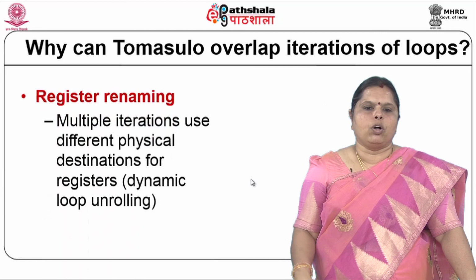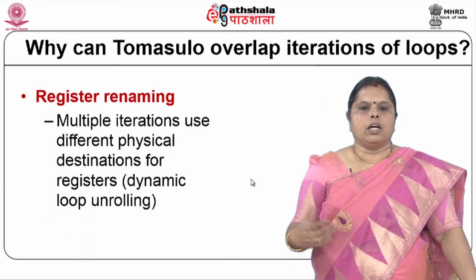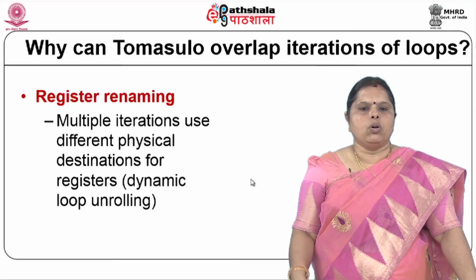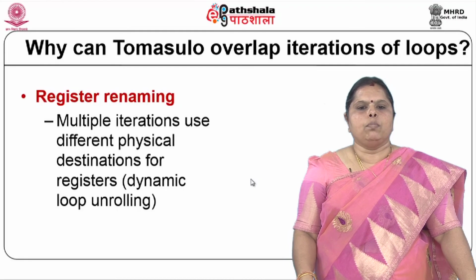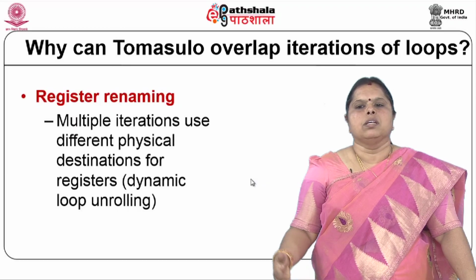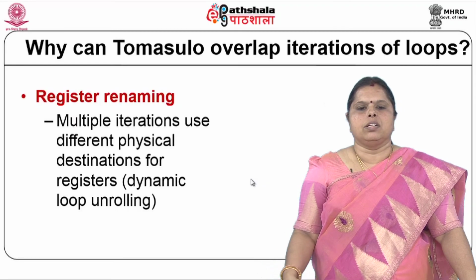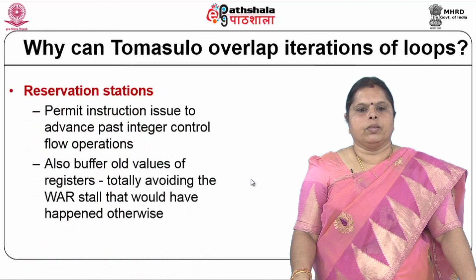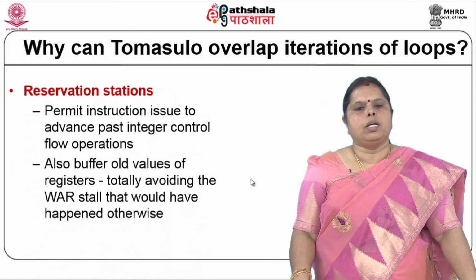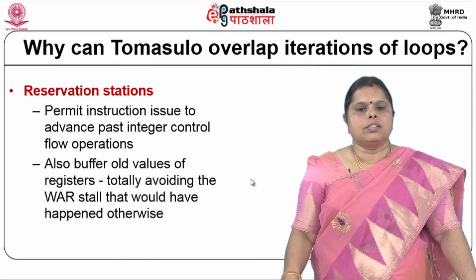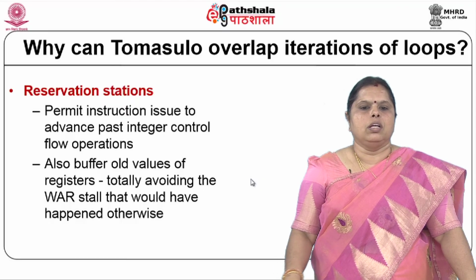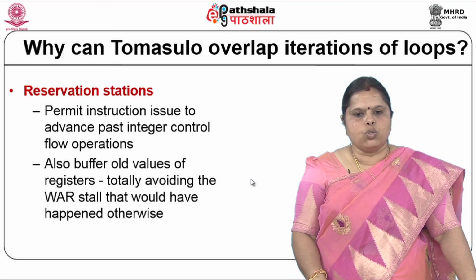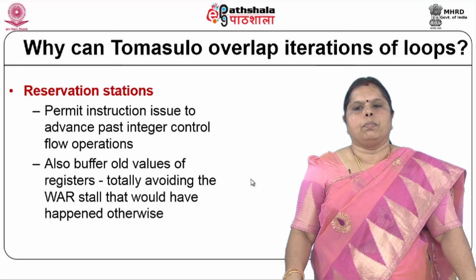And all this is possible because of the dynamic branch predictor that we have and the register renaming process that has happened. Because of the register renaming process, we are able to overlap multiple iterations that use different physical destinations for registers, which happens because of your dynamic loop unrolling. And the reservation stations permit instruction issue to advance past the integer control flow operations, and you are also able to buffer the old values of registers. So, this totally avoids the WAR stall that would have happened otherwise.